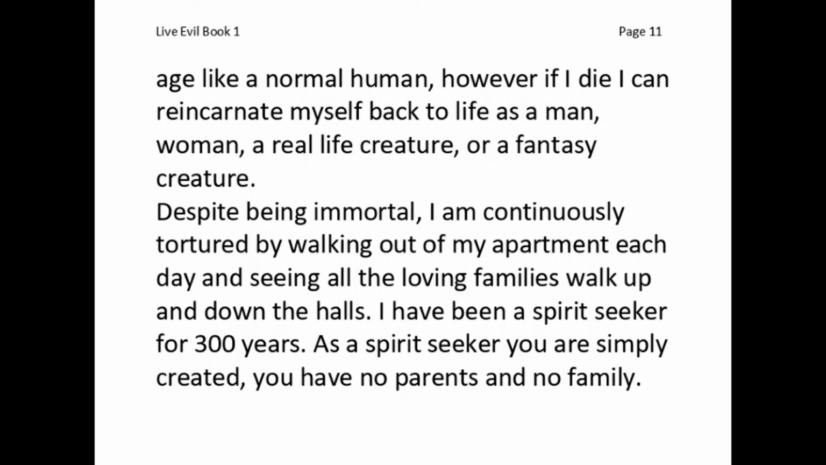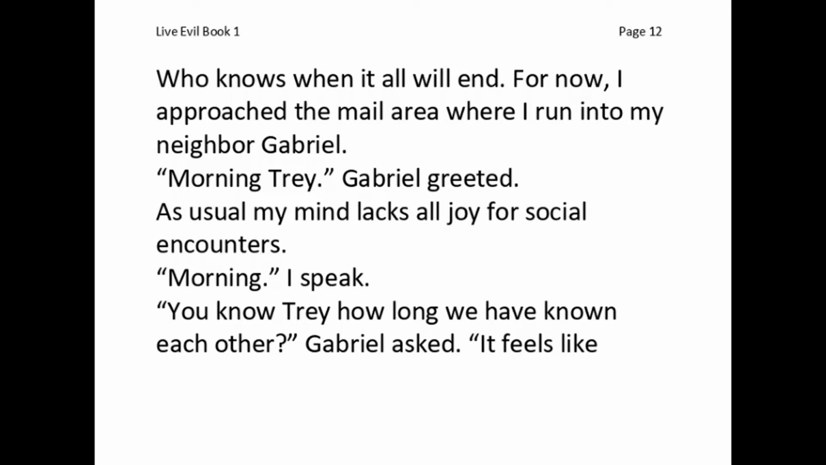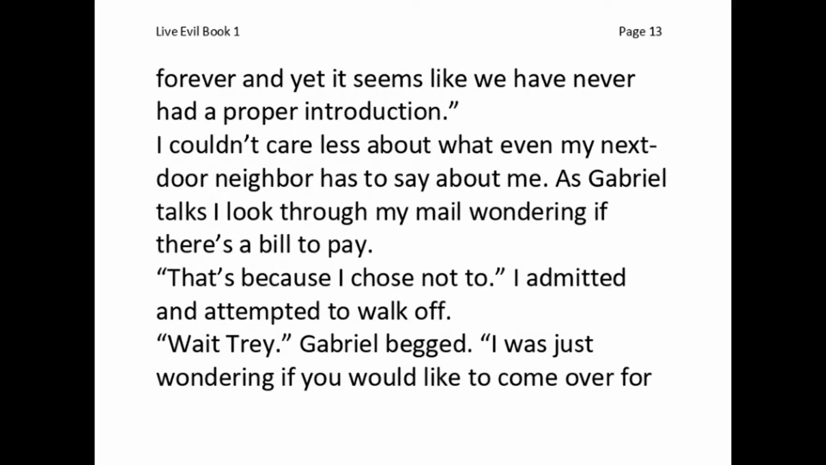"Morning, Trey," Gabriel greeted. As usual, my mind lacks all joy for social encounters. "Morning," I speak. "You know, Trey, how long we have known each other?" Gabriel asked. "It feels like forever, and yet it seems like we have never had a proper introduction." I couldn't care less about what even my next-door neighbor has to say about me. As Gabriel talks, I look through my mail, wondering if there's a bill to pay. "That's because I chose not to," I admitted and attempted to walk off.